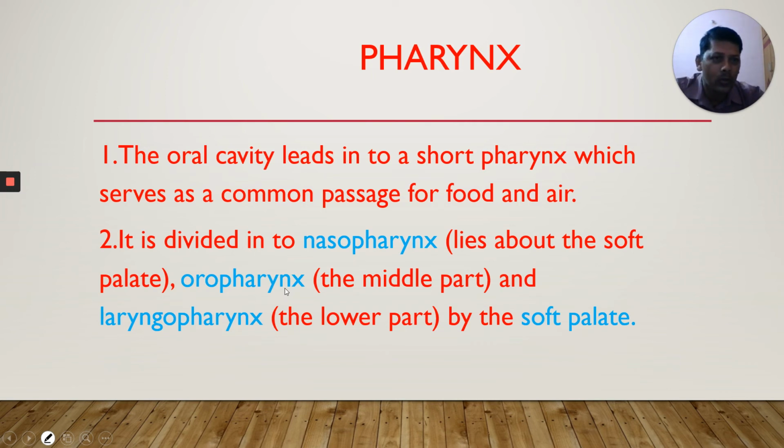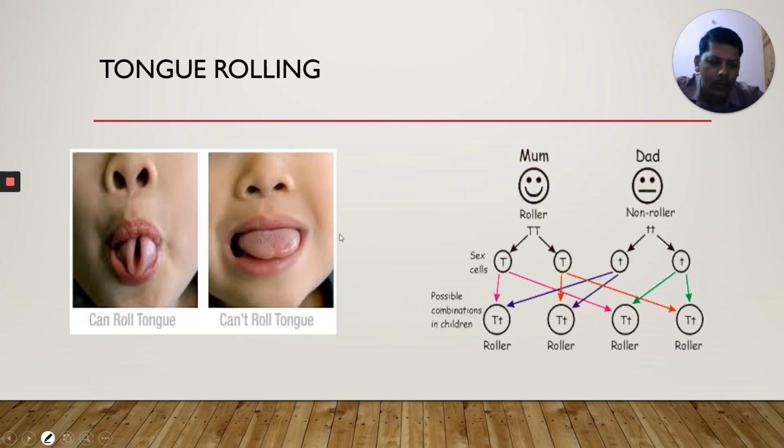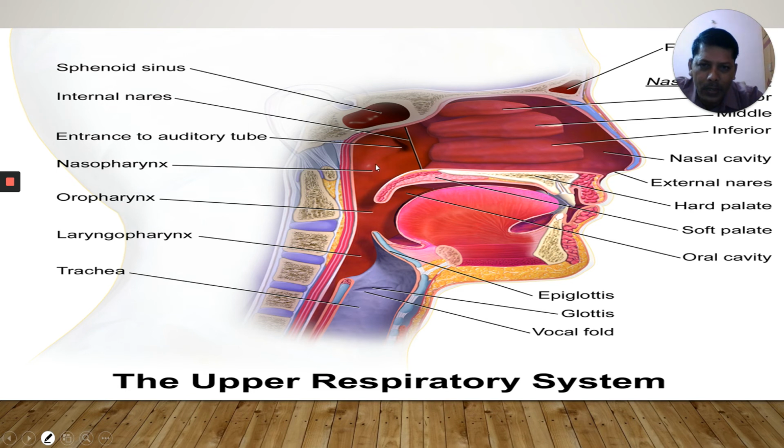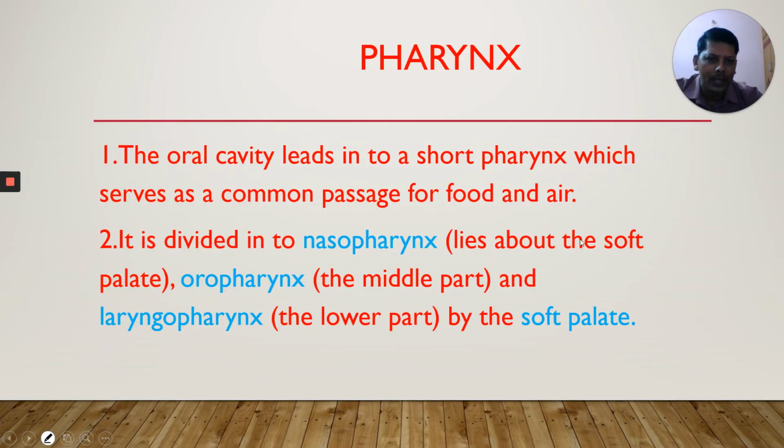Which one lies where? Observe here. This is the nasopharynx. This is the hard palate and this is the soft palate, which I told you in the first video. Above the soft palate we have the nasopharynx. Nasopharynx is present above the soft palate. This is the upper part of the pharynx.